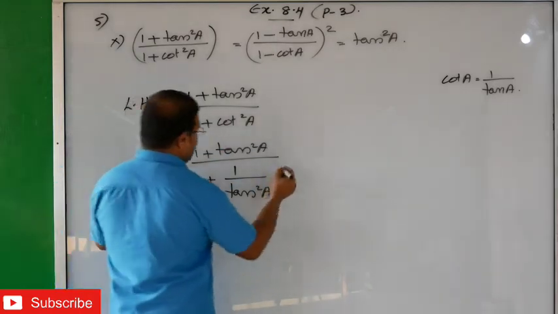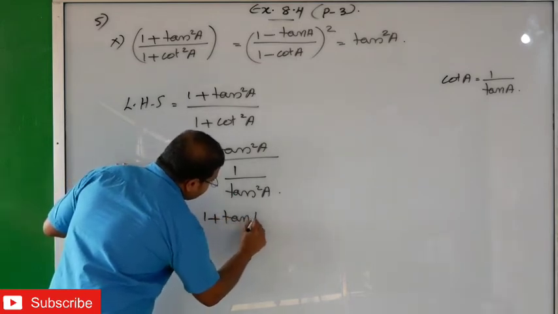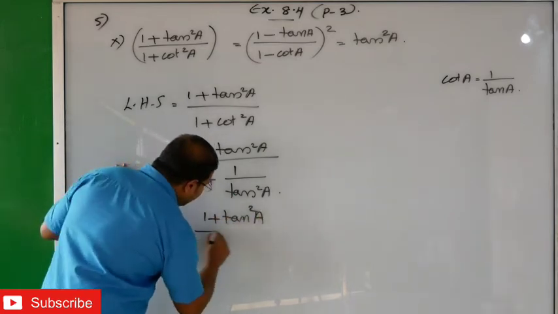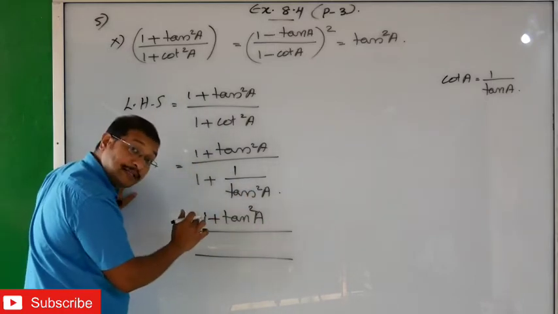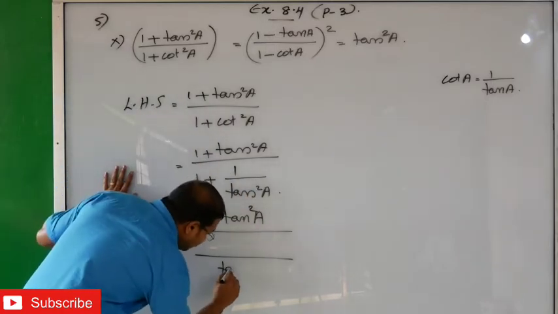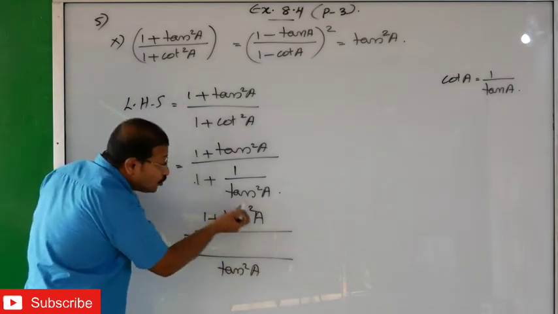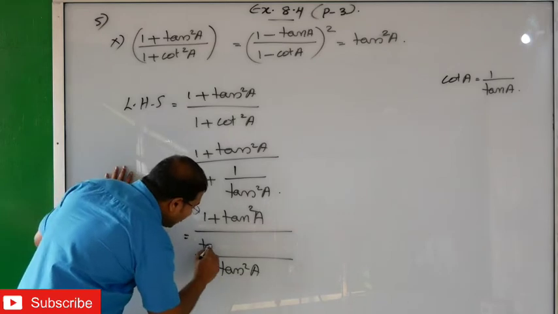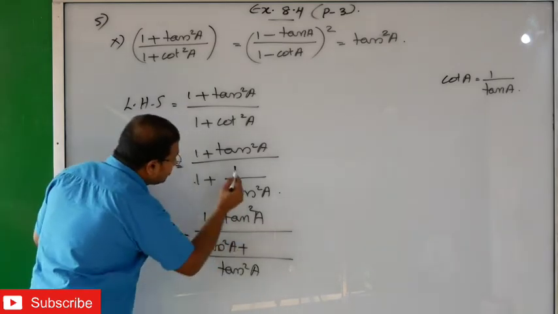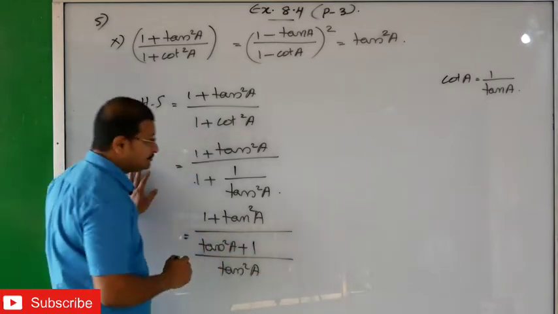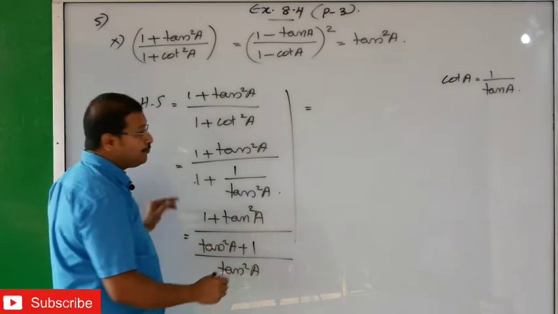Ready? This equals 1 plus tan square A divided by, we are going to take the LCM in the denominator. What will be the LCM? Tan square A. Now, this two will multiply. 1 into tan square, yes, tan square A. What is the sign here? Plus, in the balance 1. Ready?